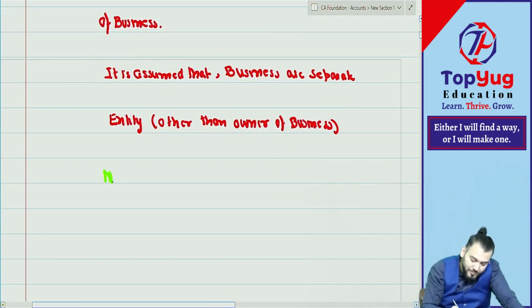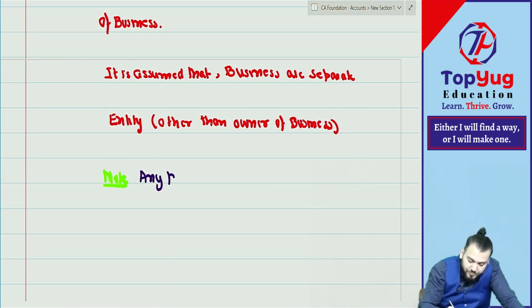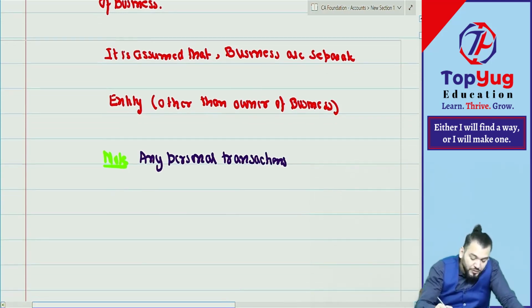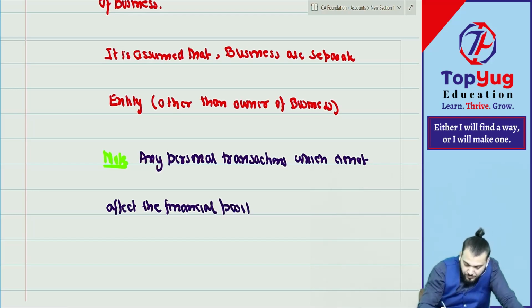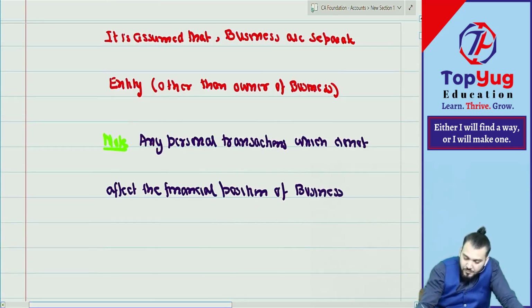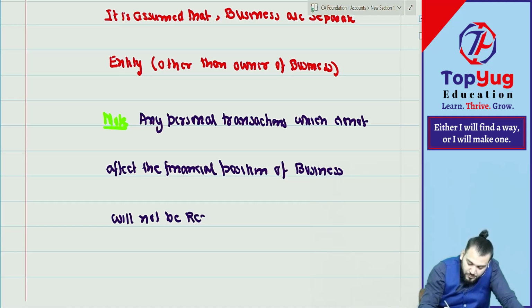Correct? So can I say it this way? Note, write down. Any personal transactions which do not affect the financial position of business will not be recorded. Correct?